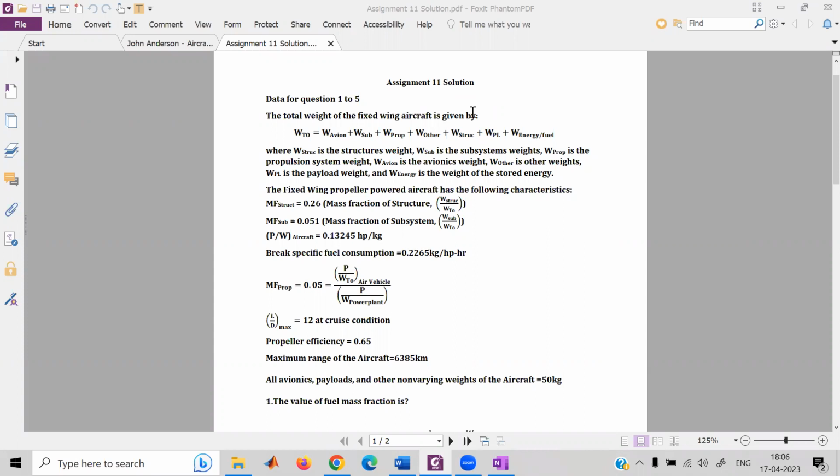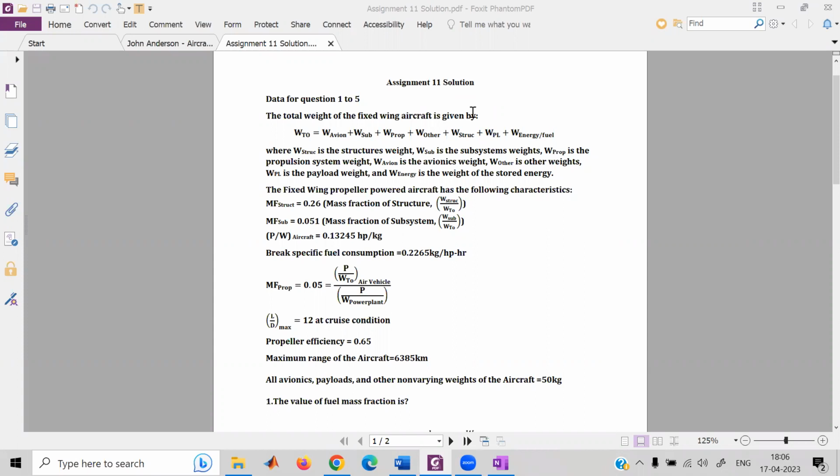Structure has 26% of the weight, and the mass fraction for other subsystems is almost 5%. Power to weight ratio is given. Brake specific fuel consumption is given. Propulsion mass fraction is 5%. Maximum L by D is given. Propeller efficiency is 65%, and range is given. And non-varying aircraft weights are also given. They are 50 kg. All right. And we are asked to compute the fuel mass fraction.